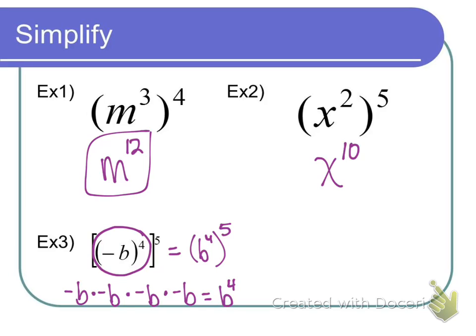Questions about that first step? All right, then we have to evaluate b to the 4th to the 5th. A power to a power means we are going to multiply our exponents. Ellie, what do we get? B to the 20th.